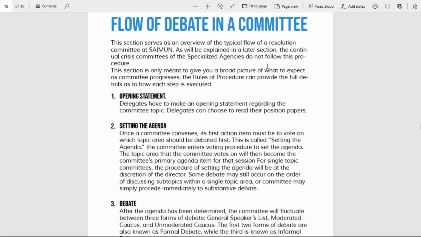Now, from your committee rooms, you'll do roll call. You'll all enter the committee room, and then protocol will close the doors. After they've closed the door, roll call will be done. So all countries, starting from Afghanistan all the way to Zimbabwe, will be called to see who is present and who is not. And then from there, you move into the general speakers list.